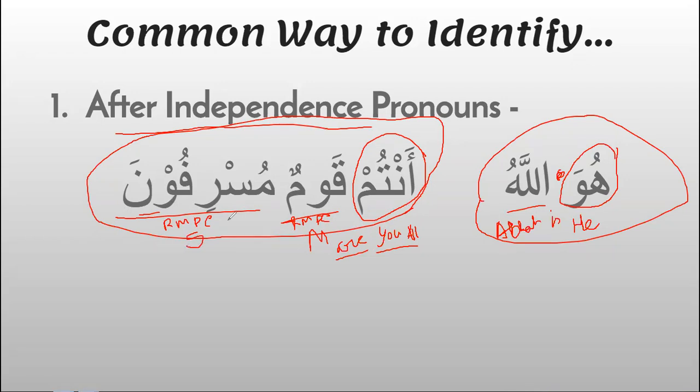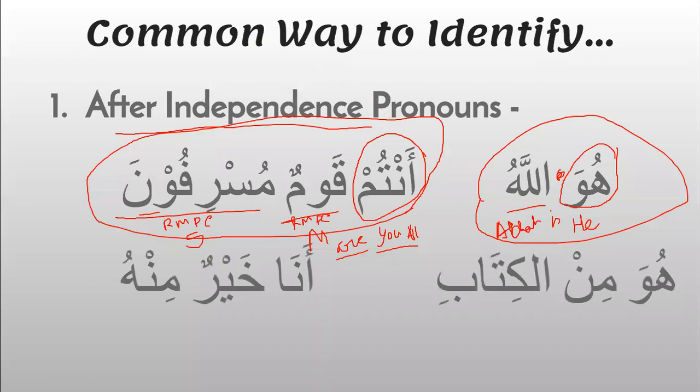So qawmun musrifuna is, you can say, wrongdoing nation, or the people who cause trouble. Wrongdoing nation. Okay, so antum, you all are a wrongdoing nation. Okay, you all are the ones who caused fasad. Musrifun is the one who caused fasad. So you all are a nation that causes fasad. Okay, so this is how we have to identify. After each and every independent pronoun, we will put the invisible is.